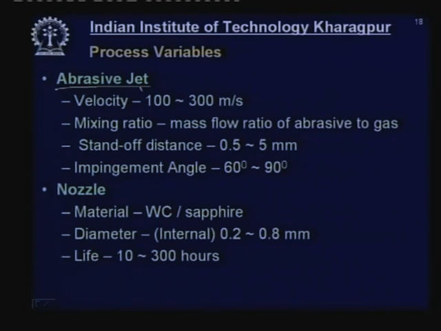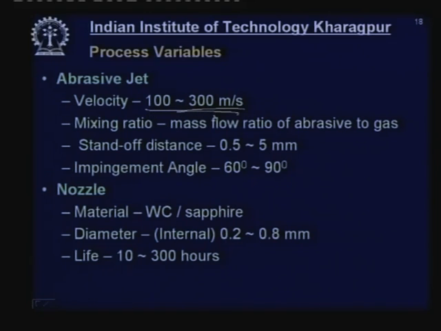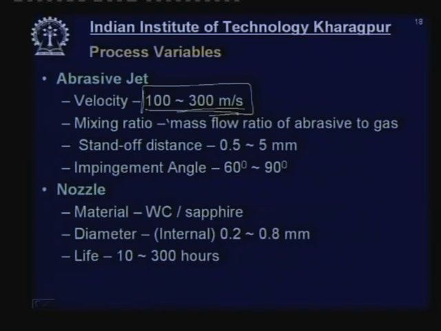So, once abrasive and the carrier gas have mixed together, we will get the abrasive jet. How do I classify or identify the parameters of the abrasive jet? One is once again the velocity, around 100 to 300 meter per second. If you go back one slide, you can see the velocity of the carrier gas is 500 to 700, but this is 100 to 300. Why this drop? Because the carrier gas loses momentum as it gradually transfers its momentum to the abrasive particles so that they can be accelerated, and in the process the velocity will drop down.